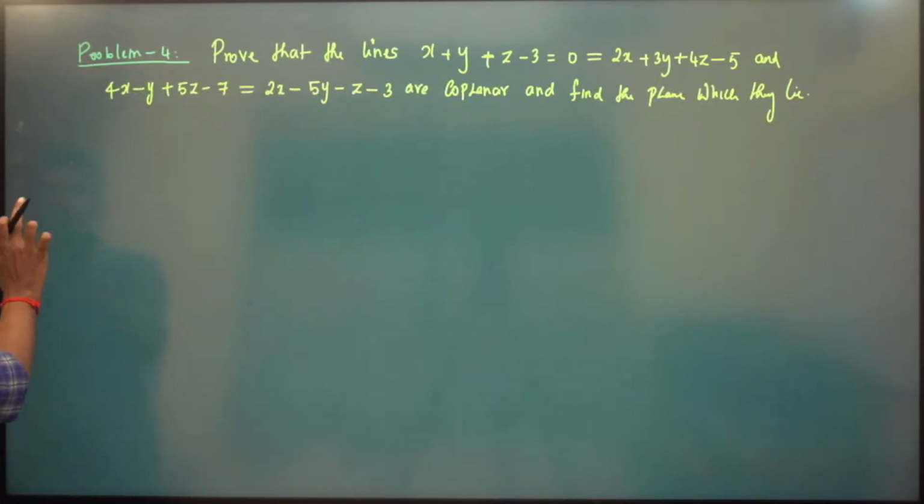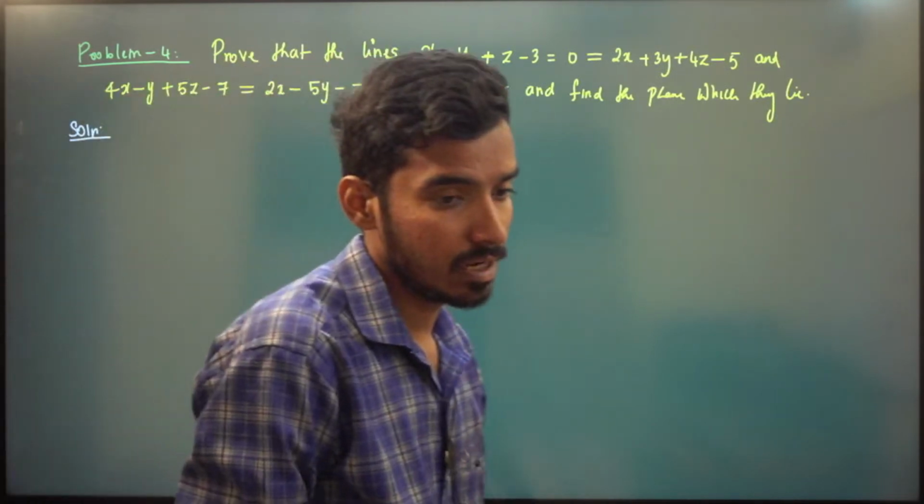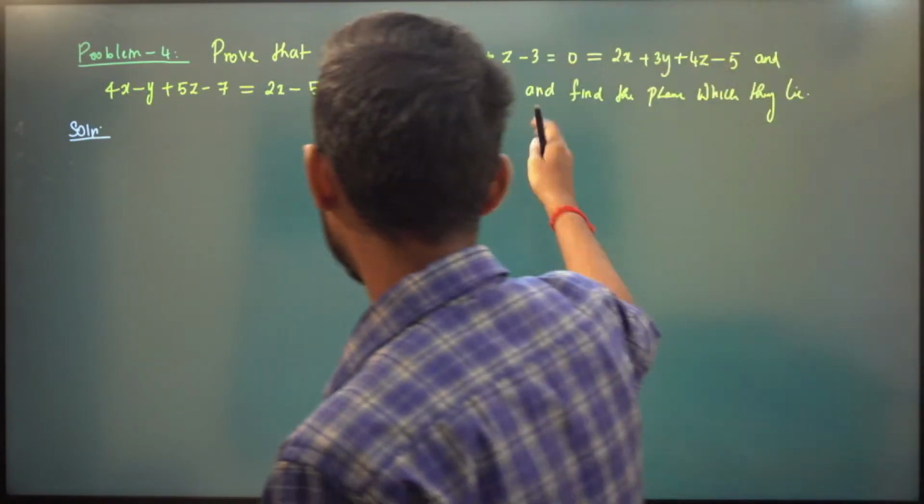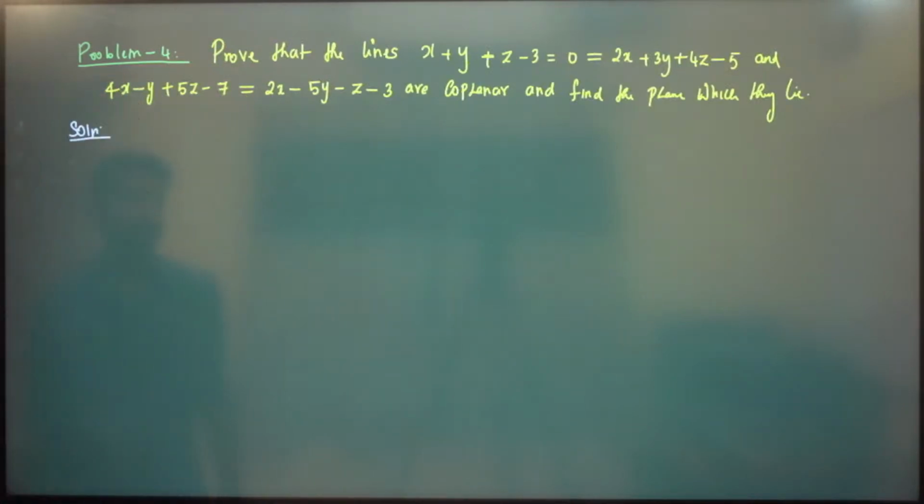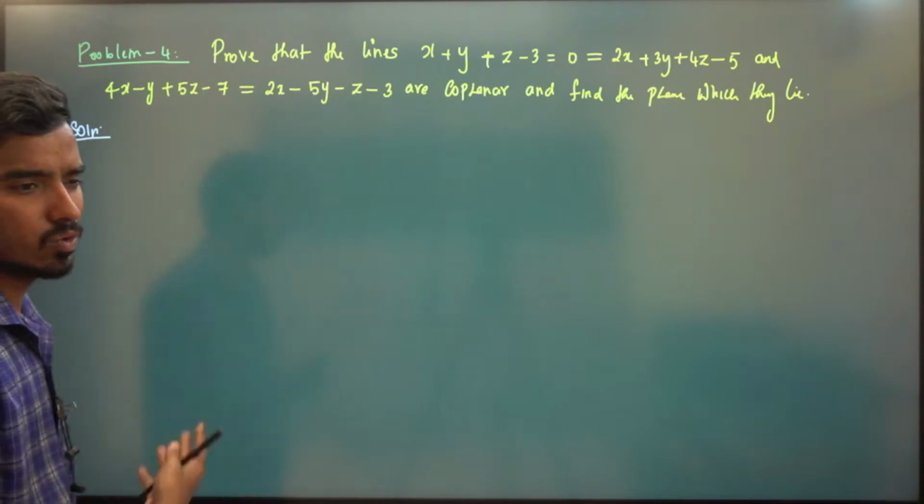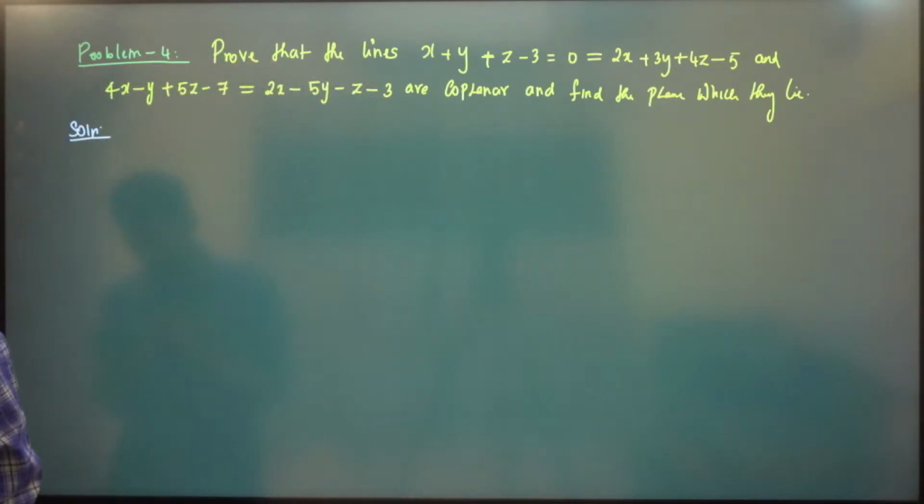So I think you can take this exercise problem, right? I'll just give you the hint. Both the lines are in general form. We're going to convert both into symmetrical form. You can do this easily. So I'll just write down the answer.